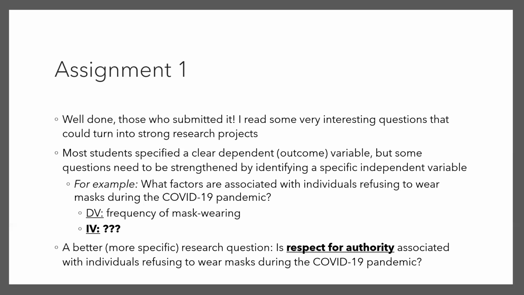An example is that a couple of you were interested in various questions relating to the pandemic, and one question that emerged somewhat frequently was around mask wearing. A research question without a specified independent variable would look something like this. What factors are associated with individuals refusing to wear masks during the COVID-19 pandemic? The outcome or dependent variable, which is frequency of mask wearing, is clear and it definitely could be operationalized. But you see, what the factors could be is not quite clear just from that sentence alone.